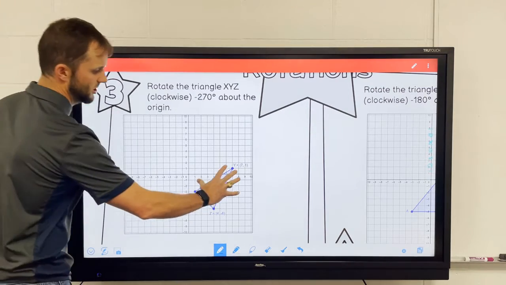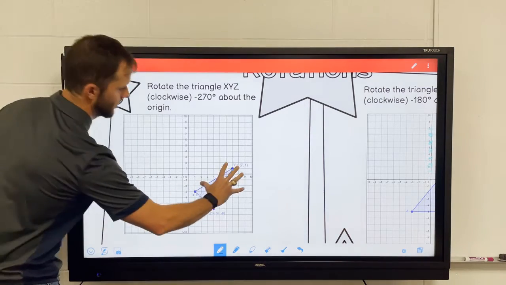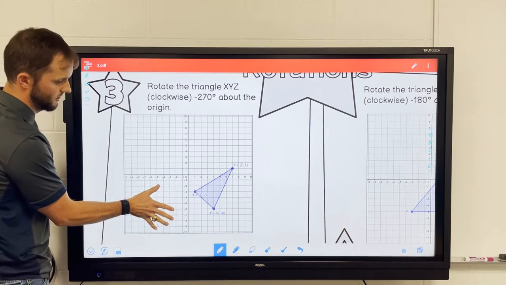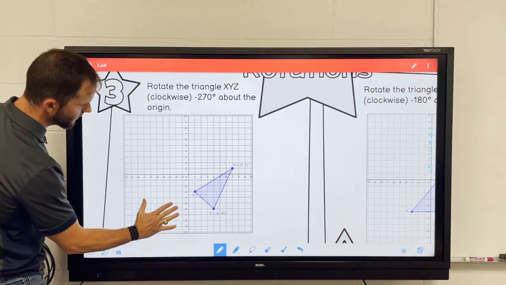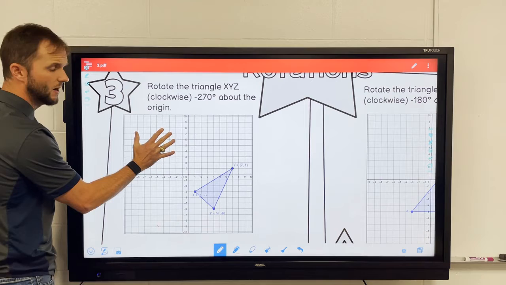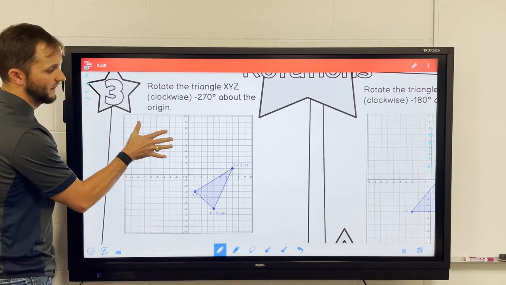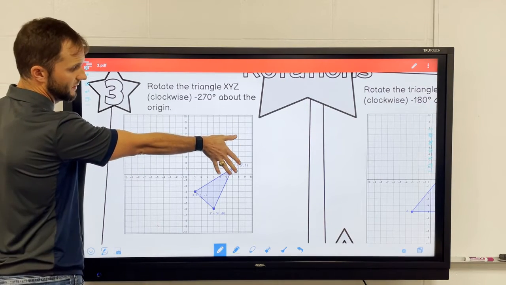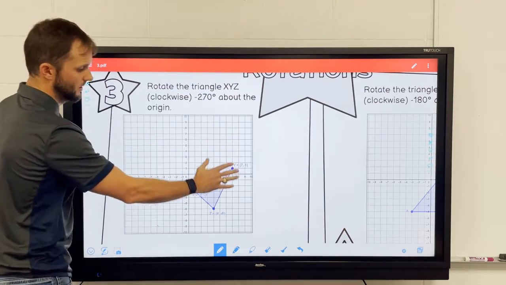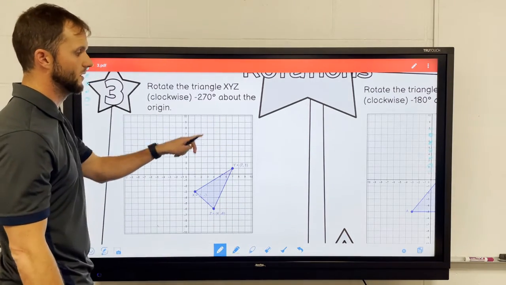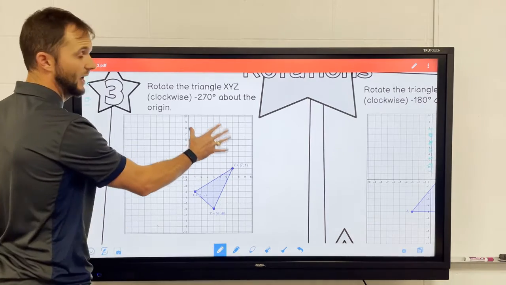If I take this shape and rotate it in this section, that's going to be a 90 degree rotation. If I rotate it here, that's going to be a negative 180 degree rotation. And then I rotate it one more time, which will make it a negative 270. So if I rotate it all the way around to this section, it's going to end up being a negative 270.